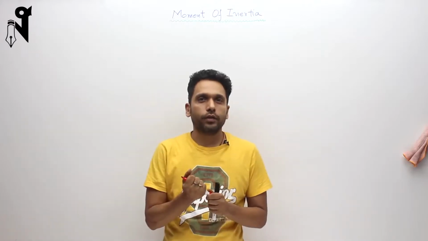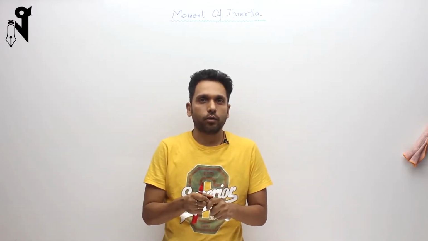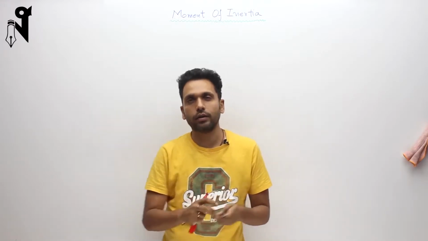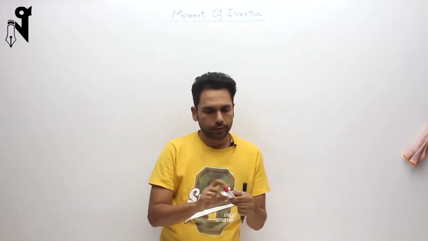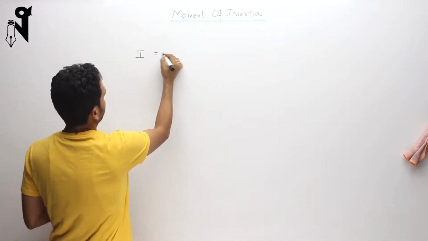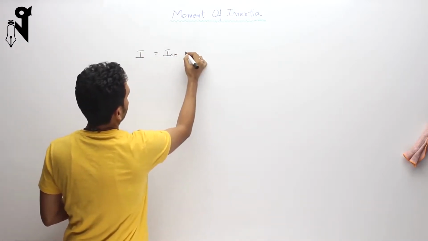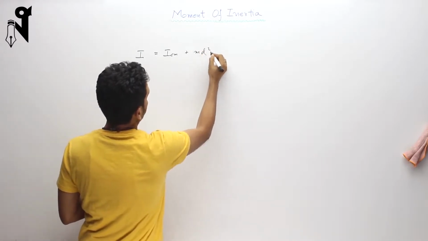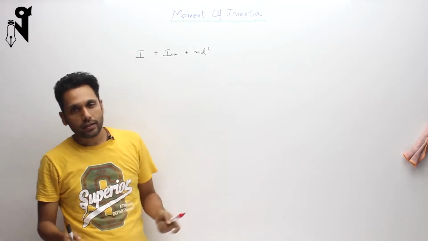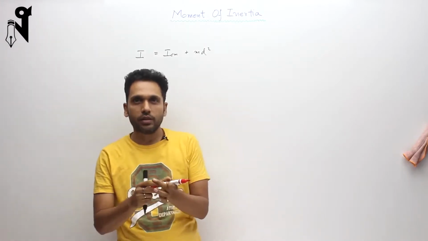Generally, I do an exercise with the students while teaching parallel axis theorem, which I skipped in the video earlier. So we'll just do it very quickly. The point is, when you apply this formula, I is equal to ICM plus MD square, then which ICM are you taking? As I have told you, there can be several ICMs.